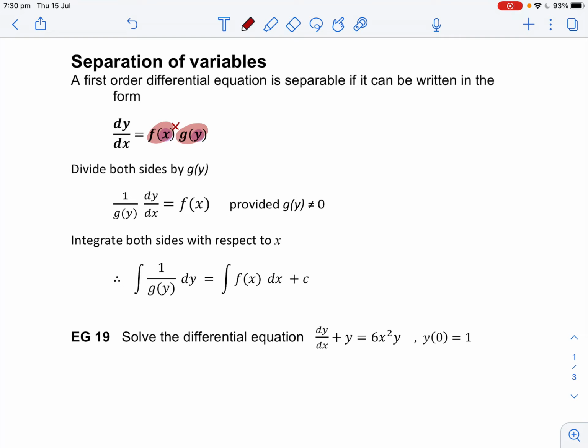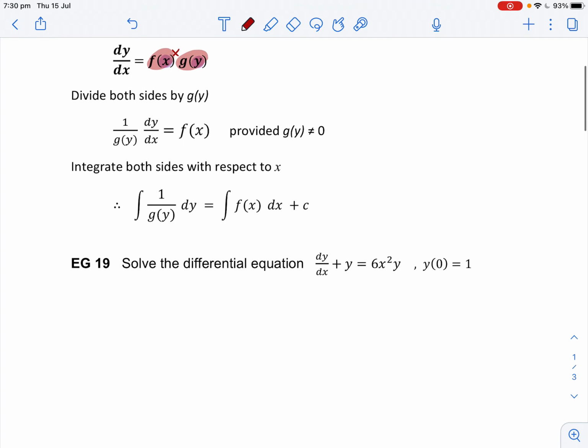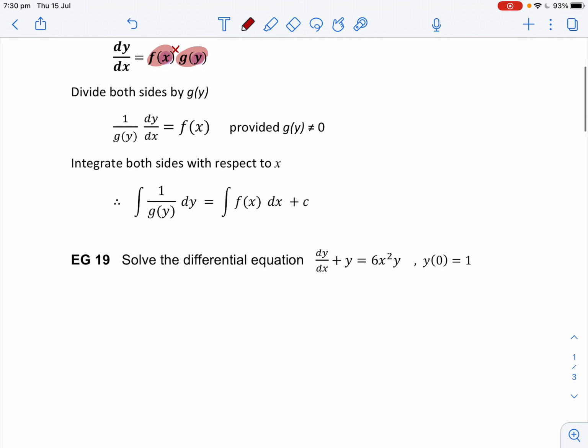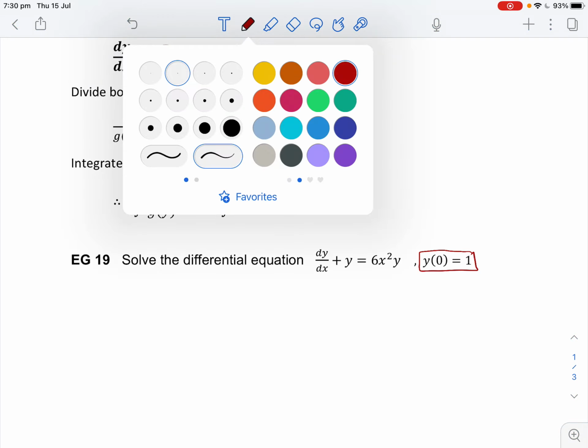So let's have a look at this first example. We want to solve the differential equation dy/dx plus y equals 6x squared y. We also have an initial condition, which is going to come into the expression to find out what c is. As mentioned, we want to set this up so we have a function in terms of x multiplied by a function in terms of y on the right hand side of the equal sign.